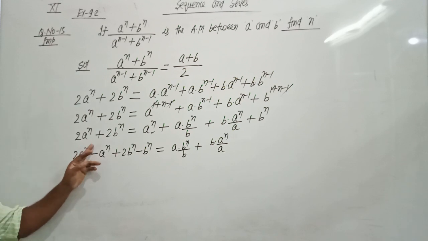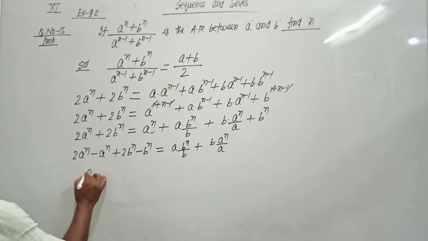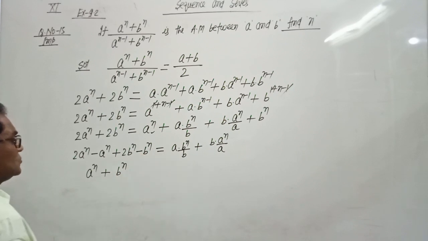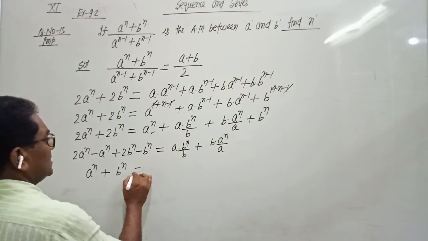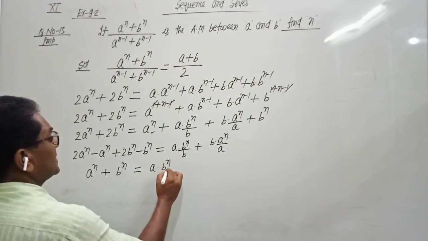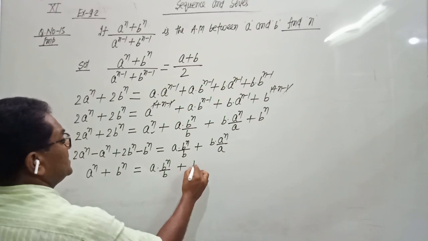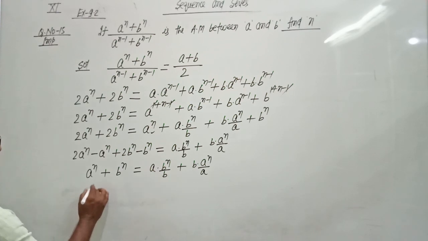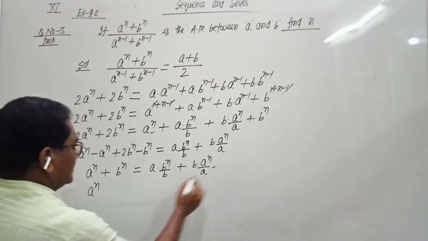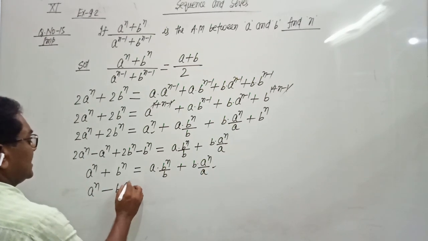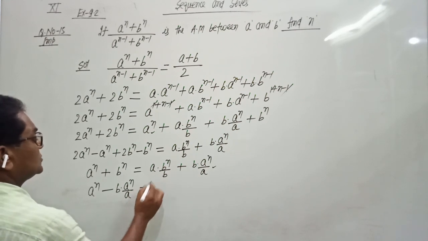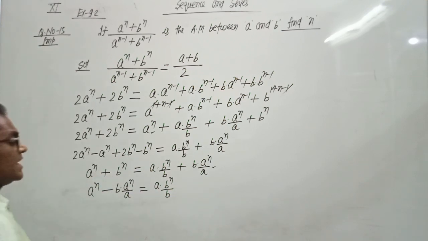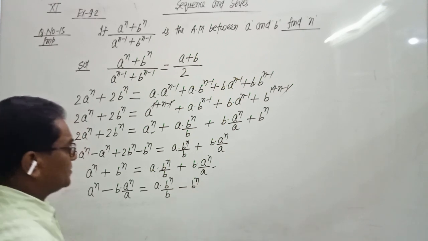2 into a^n minus a^n, we get a^n, plus 2 into b^n minus b^n, we get b^n, equals a into b^n upon b plus b into a^n upon a. So a^n and this term will go on the left side, minus b into a^n upon a, equals a into b^n upon b and this term will go on the right side. So it becomes minus b^n.